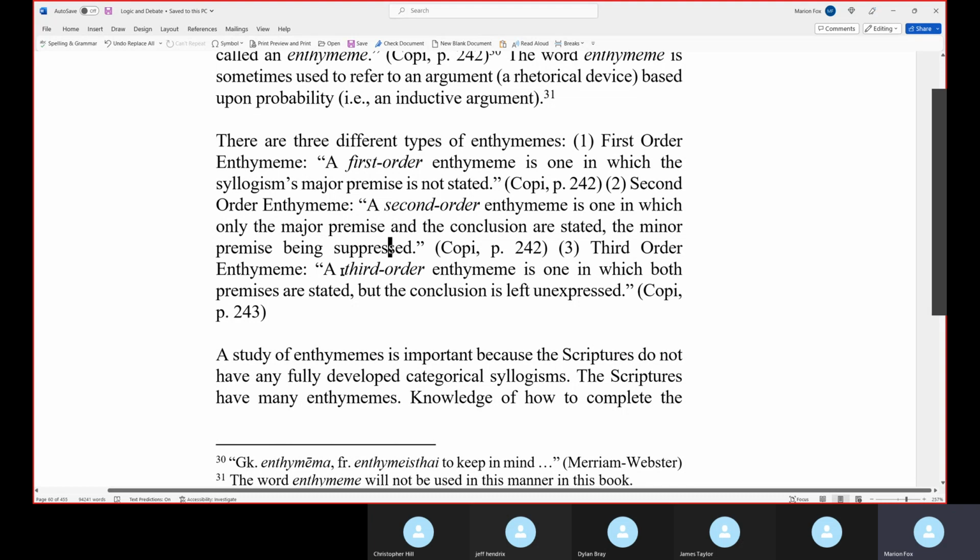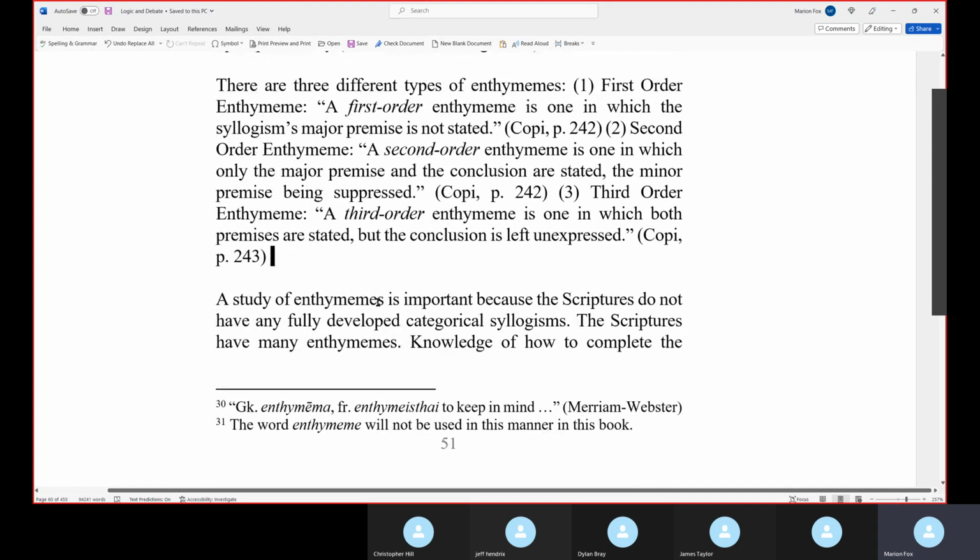The third order enthymeme is where the conclusion is left unexpressed. We have the major premise and minor premise, and then we can reconstruct the conclusion. It has the minor term, the middle term, and the major term in it. So we can get the minor term from the minor premise and the major term from the major premise and reconstruct our conclusion. If we have those two premises, we can draw the conclusion. Any question about it? We'll practice on these and let you see how to do this.